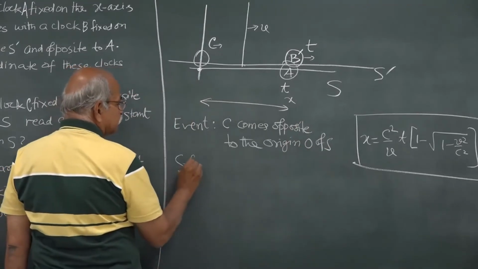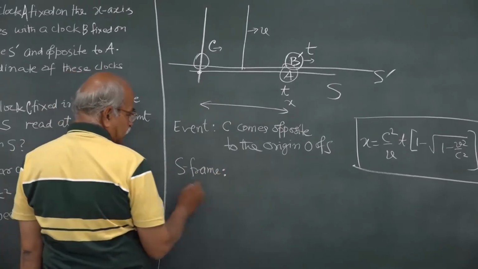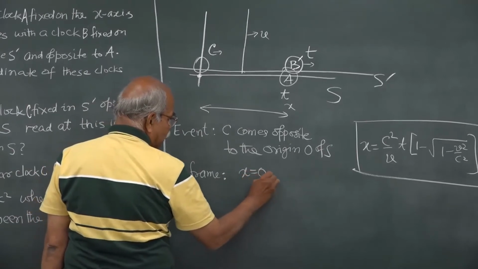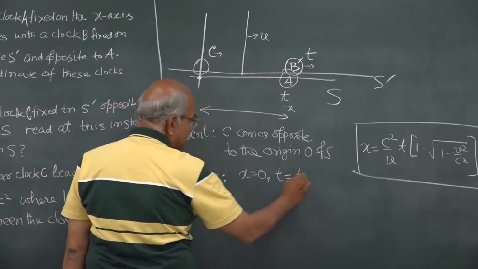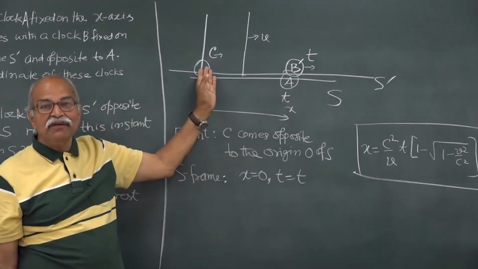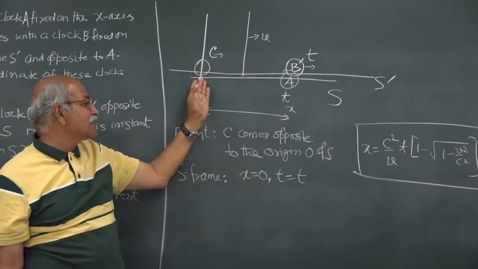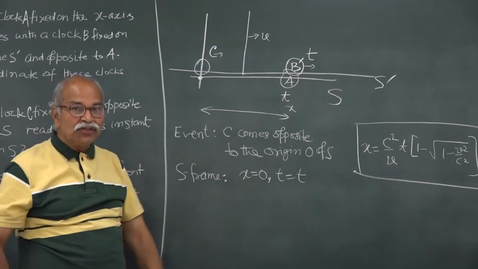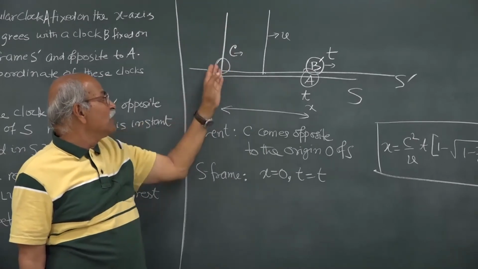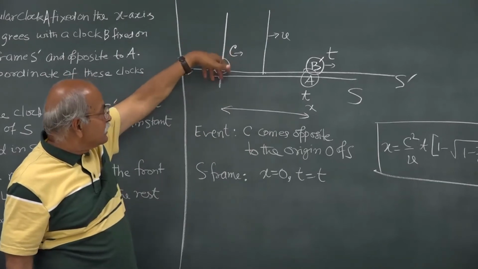Now, in S frame, where did this event happen? It happened at x equal to 0. At what time? t equal to t. At this instant t. So the timing of this event is t, and the location of this event is x equal to 0. So what should t prime be? What should this clock read? According to S prime, when did this event occur? And that will be read by this clock, because this clock is here.